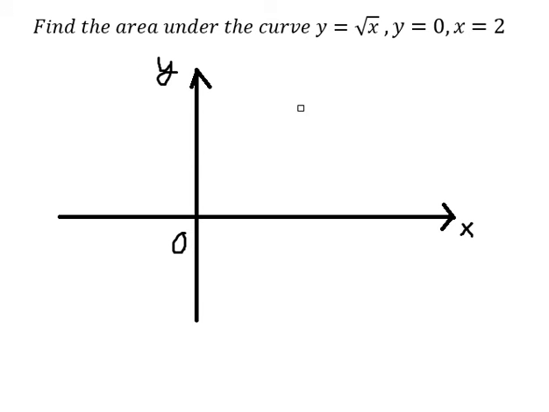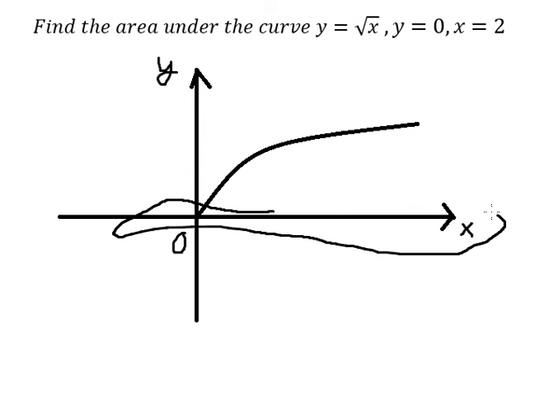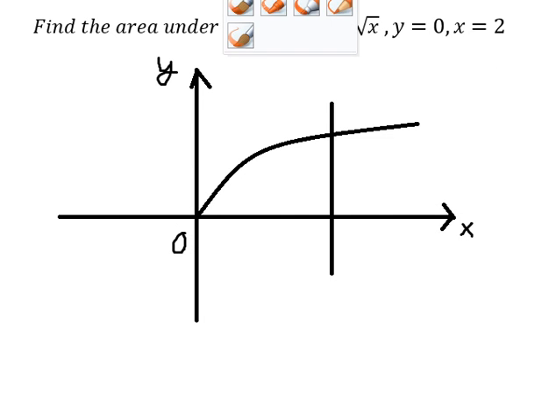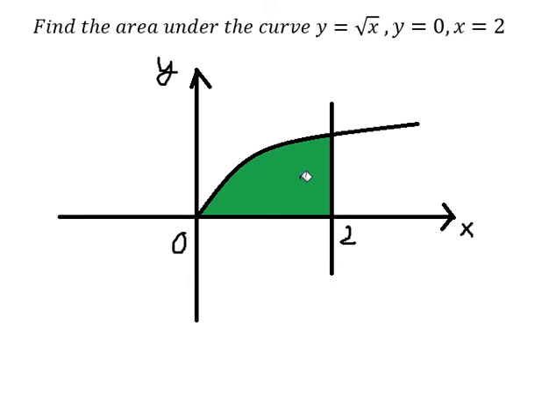So the graph of y equals the square root of x, that should be like this. So y equals 0, that should be like this. And x equals 2, that should be like this. So the area we need to find, that should be about this one. And now we can set up the integral.